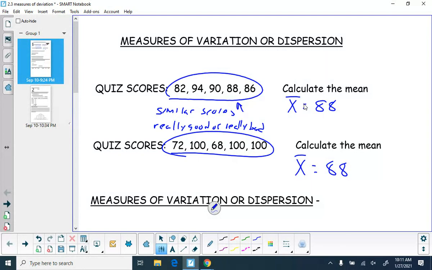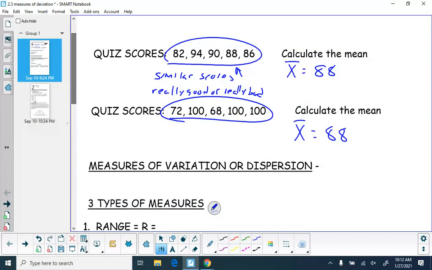These are really clumped together. These are really spread out. These are really close with all those scores. He is very consistent with all the scores here. This student had good days and bad days, really good or really bad. But no matter what, they still got the same grade.